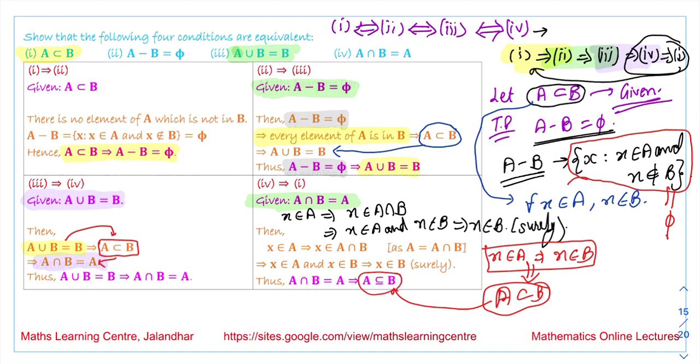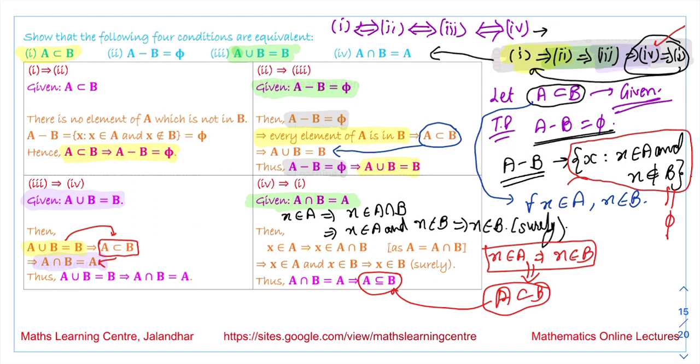So we have proved that 4 implies 1. So we are saying we have proved all these conditions, that 1 implies 2, 2 implies 3, 3 implies 4, and 4 implies 1. It means all these 4 conditions are equivalent to each other.